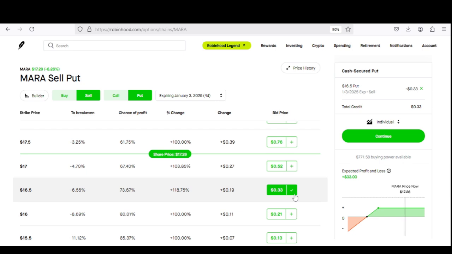Each option contract is multiplied by 100 shares. So with the expiration date of January 3rd, which is 4 days to expiration, the amount of money you're going to receive is going to be $33.